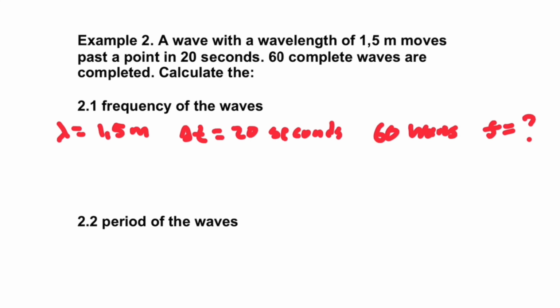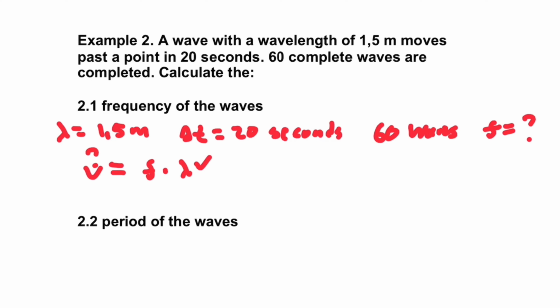Well, in order for us to find the frequency, we can use f is equal to 1 divided by the period. But as you can see, in our case we don't have the period. So this equation is not going to work. What other equation can we use? We can use the fact that the speed is equal to frequency multiplied by wavelength. We do have the wavelength, but we don't have the speed. So we cannot use this equation to find the frequency.